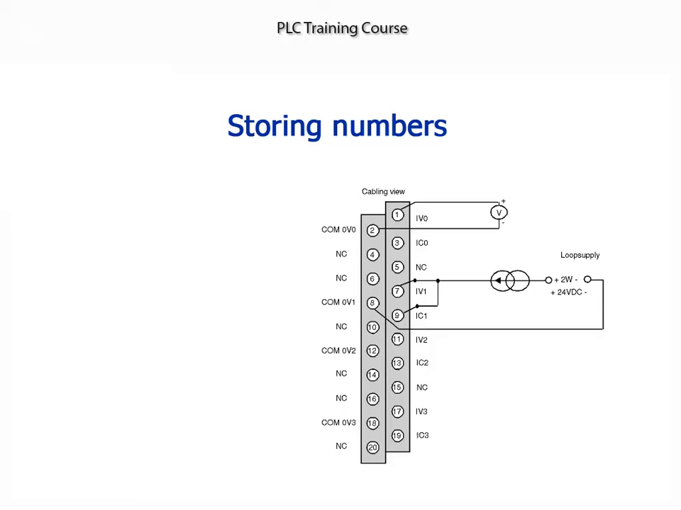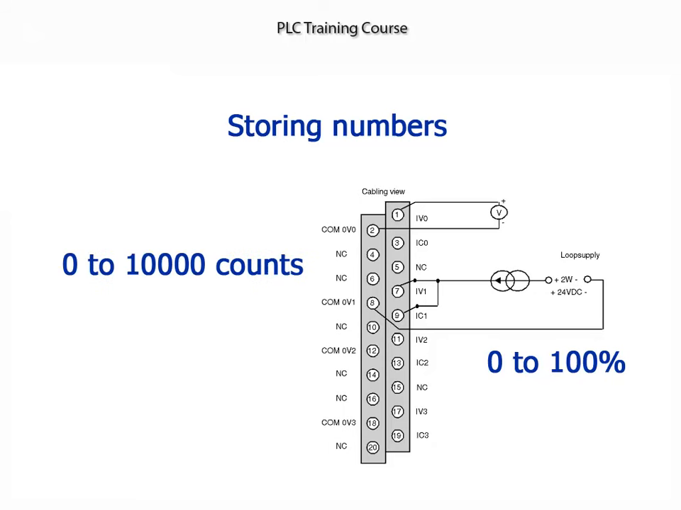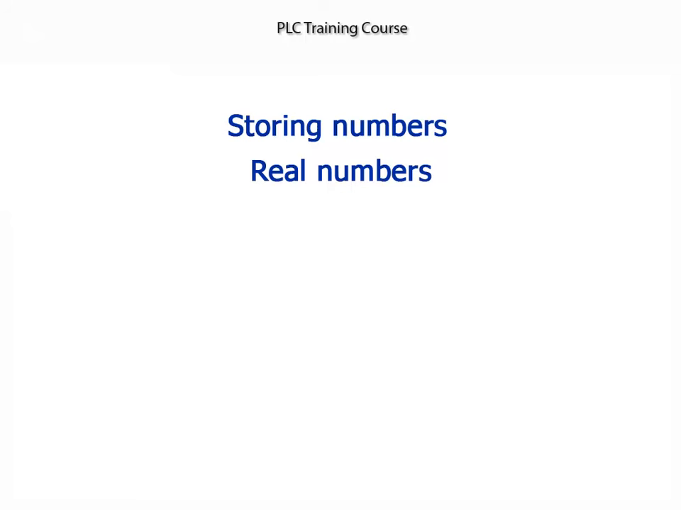PLC analog cards convert the analog values to counts, so a range of 0 to 100% could be converted to 0 to 10,000 counts. Even though there isn't a decimal place, the decimal place will be assumed to be at least 2 digits, so 10,000 counts would be interpreted as 100.00%. So 6,547 counts would be interpreted as 65.47%.